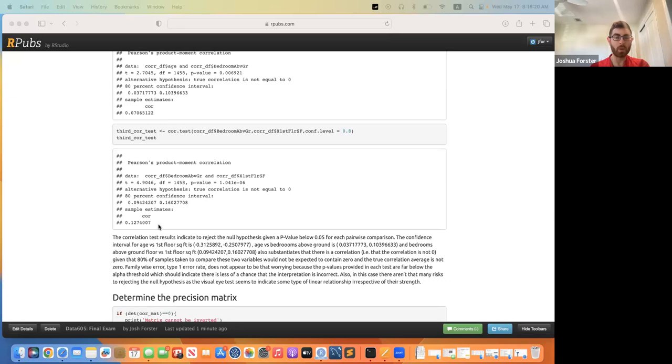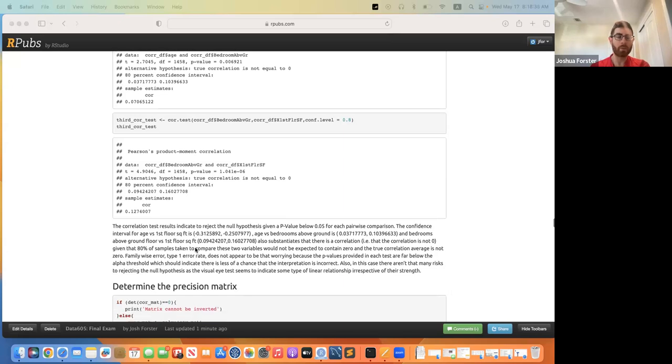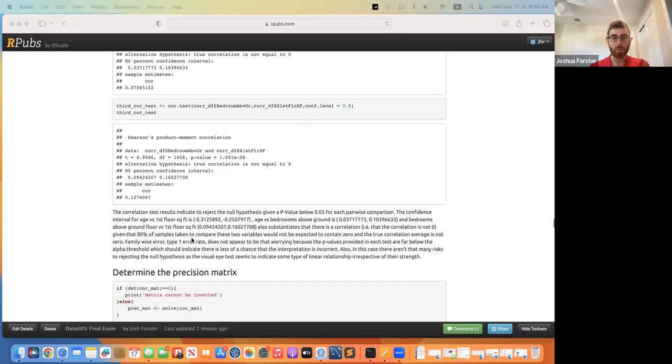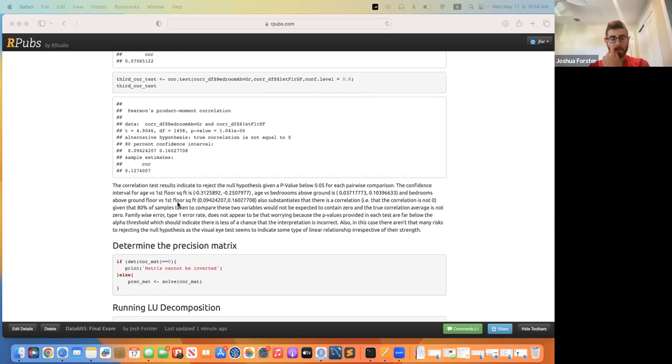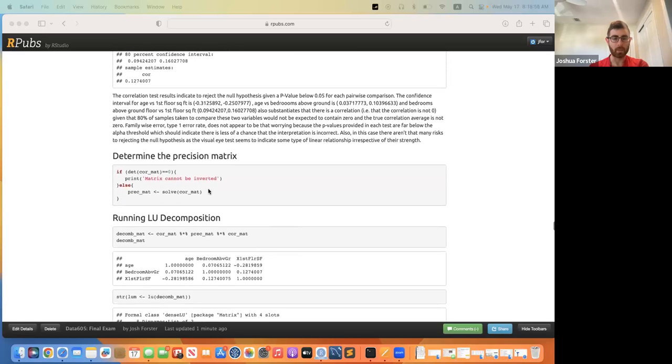Because the p-value is very, very small, even though we're doing an 80% confidence interval test, and 0 is not in any of these confidence intervals, we reject the null hypothesis, which in this case is that the correlation is 0. And so it's fair to say that these items have some type of linear correlation or linear relationship overall. That's a quick summary of what's being explained here in this paragraph.